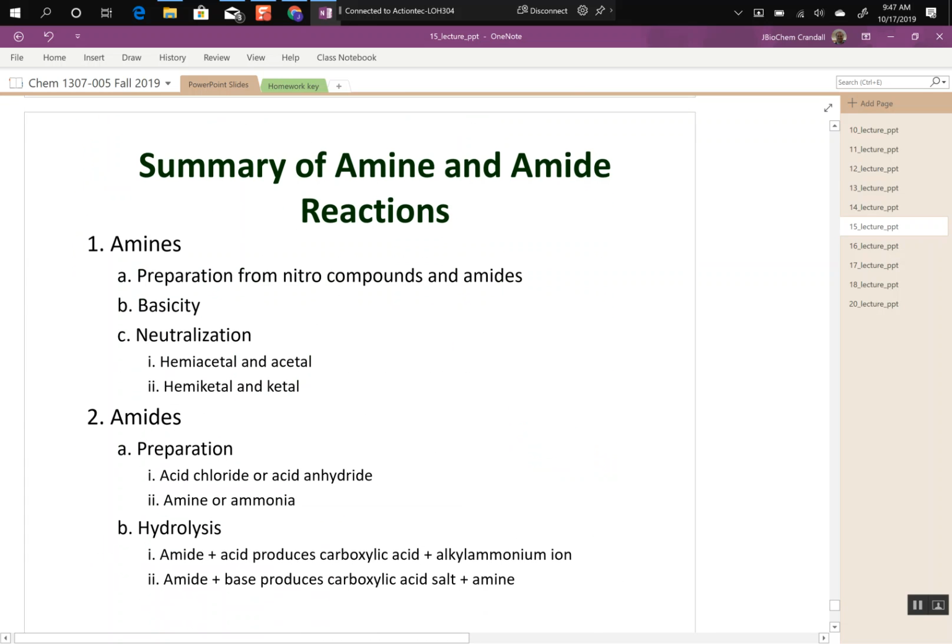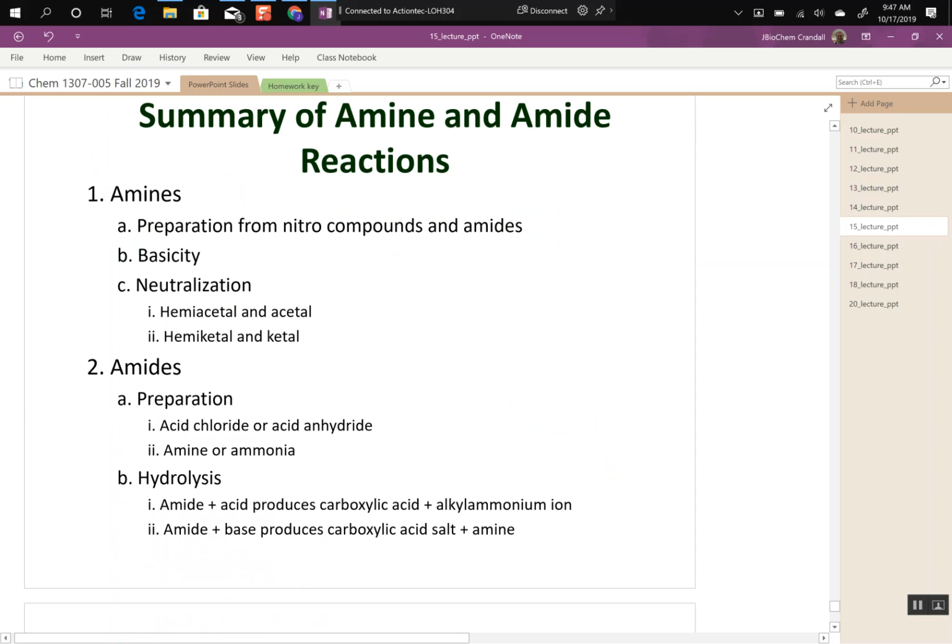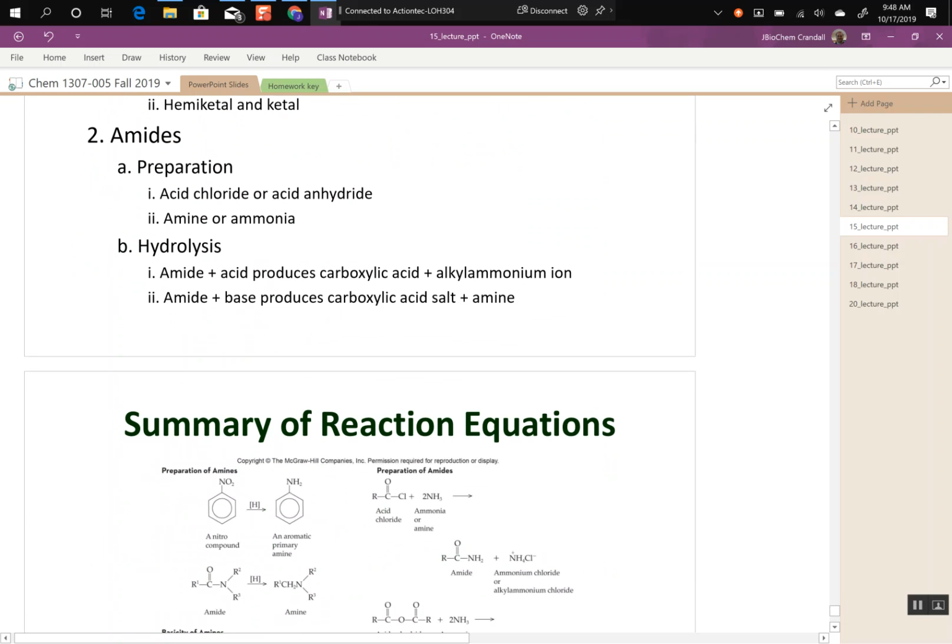All right, so let's go over a summary of our reactions right now. All right, so amines. Preparation of amines. You can prepare amines from nitro compounds or amides. Amines are basic. They can be neutralized. Okay? Amides. How do you make an amide? Acid chloride or an acid anhydride. One of those. You're going to react an acid chloride or an acid anhydride with an amine or ammonia to create the amide.